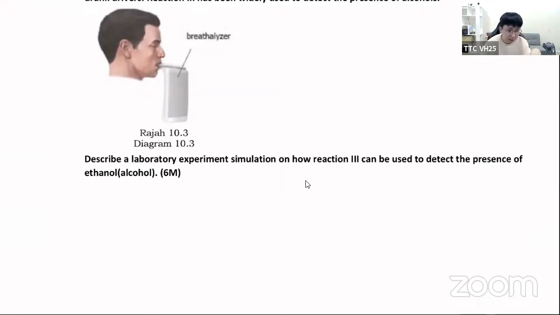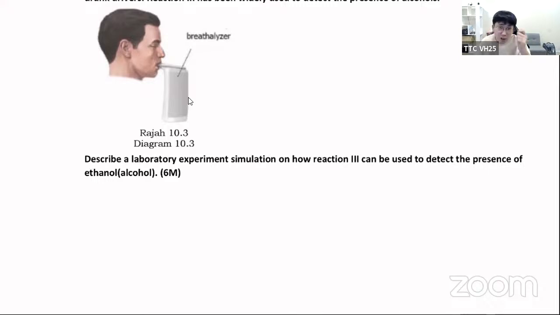If you drink a lot of alcohol, your breath is supposed to contain alcohol, right? Then what's supposed to be inside this device to detect alcohol? We're supposed to put in the oxidizing agent. Why? The manganate(VII) or maybe the dichromate(VI) also can. Because if that chemical is there, then when alcohol comes in, alcohol reacts with that acidified chemical through oxidation, right? Then the chemical will change color.